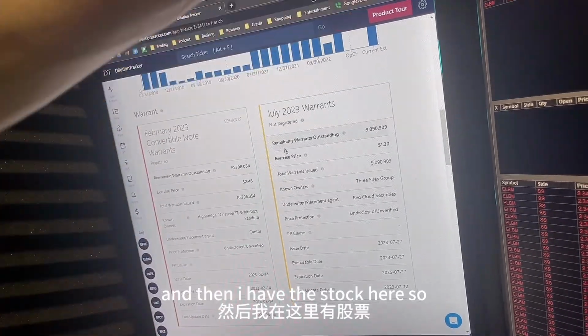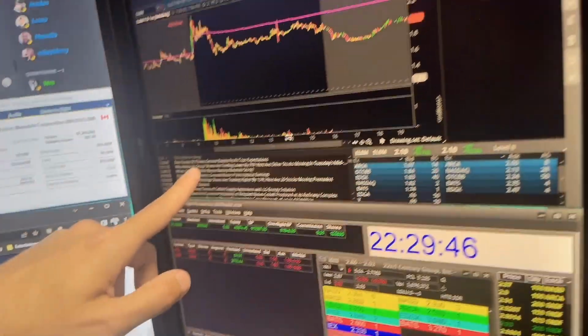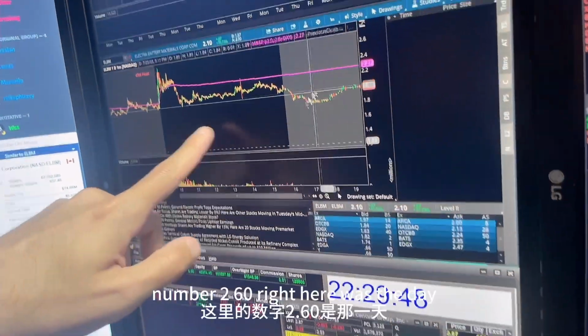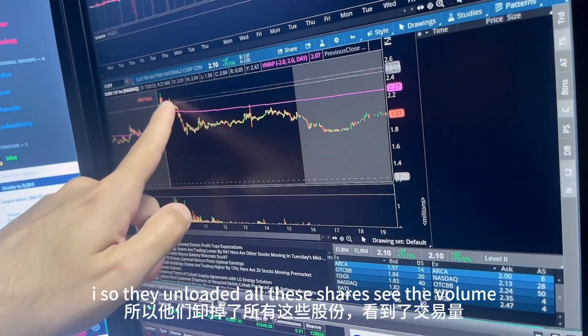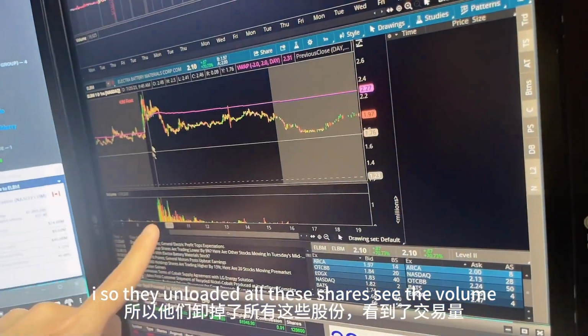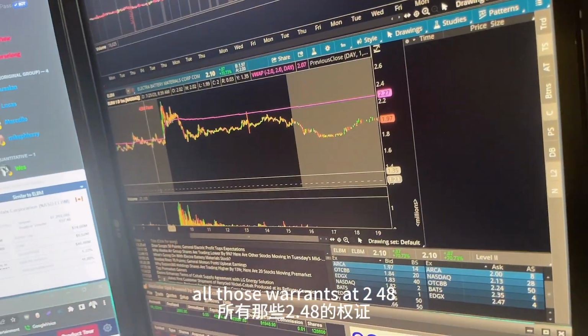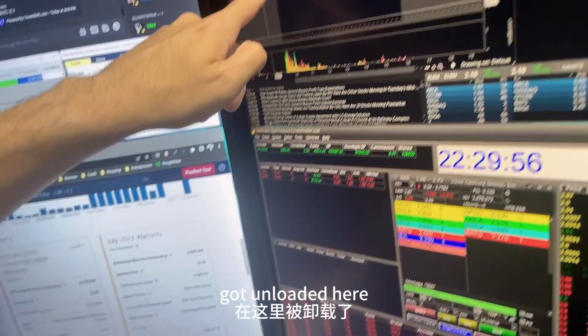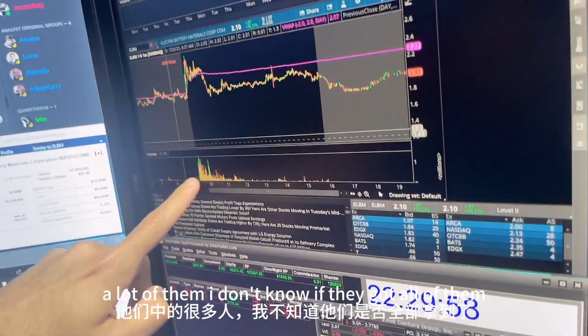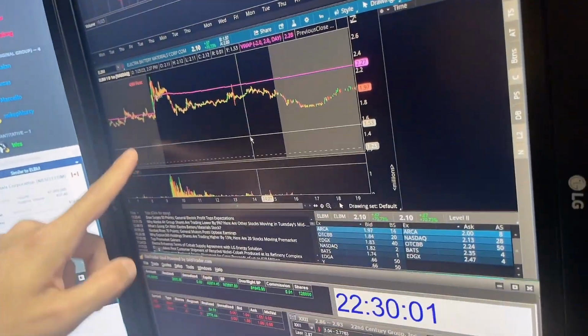Wow. And then I have the stock here. 248, remember 260 right here was the day high. So they unloaded all these shares. See the volume? All those warrants at 248 got unloaded here, a lot of them. I don't know if they got all of them, but I like to look at that.